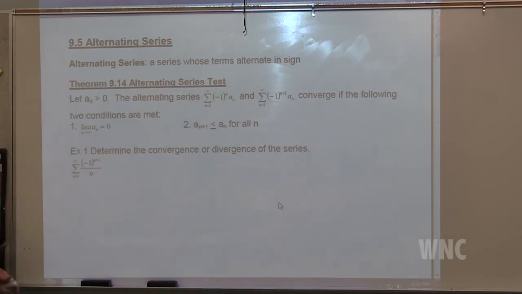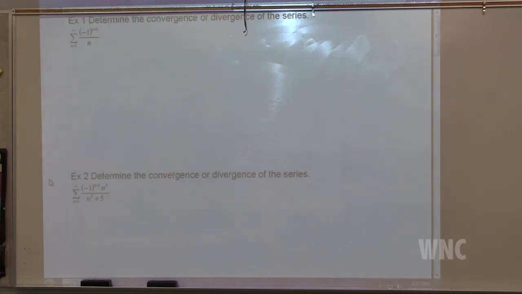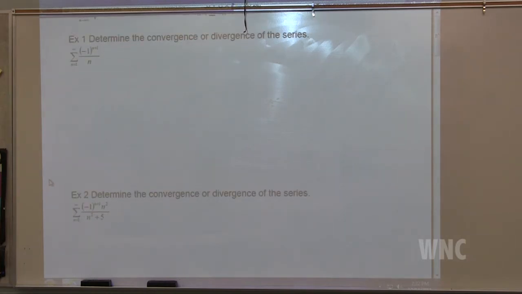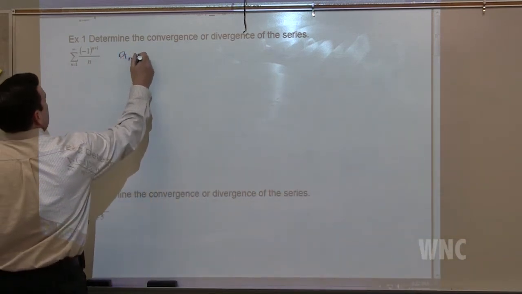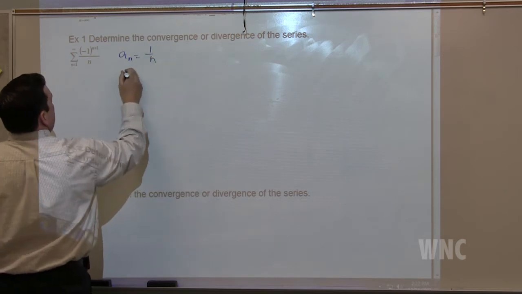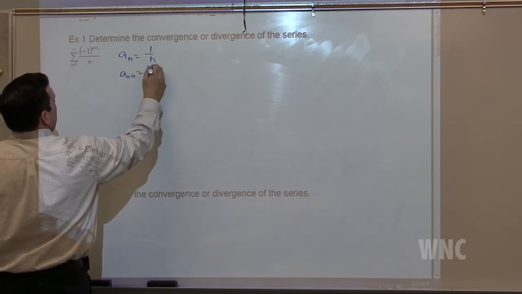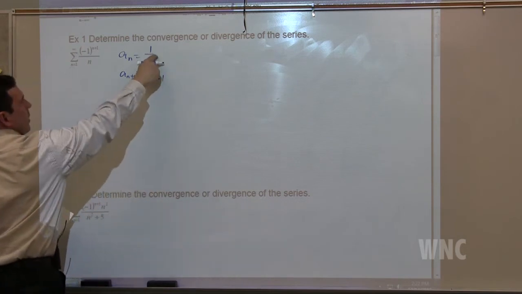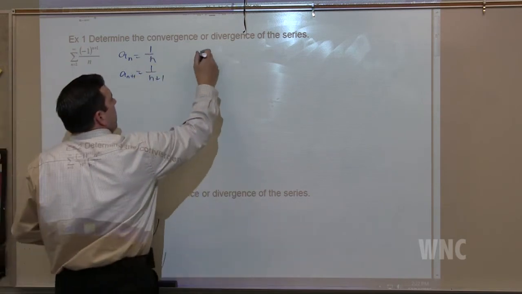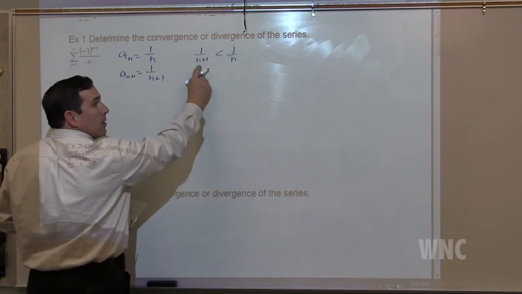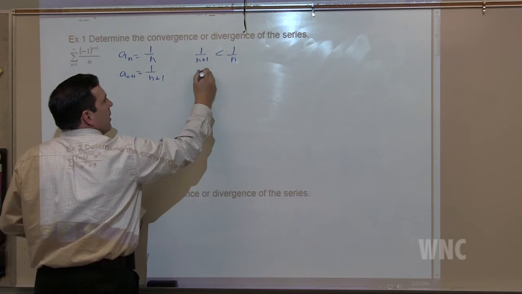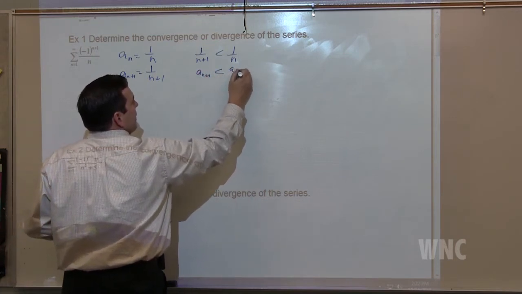So determine the convergence or divergence of the series. For this first one, our a sub n is 1 over n. A sub n plus 1 is 1 over n plus 1. Now, 1 over n plus 1 is going to be less than 1 over n because it has a bigger denominator, which makes it a smaller fraction. So a sub n plus 1 is less than a sub n.